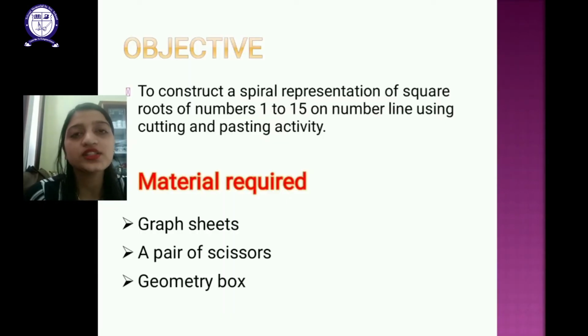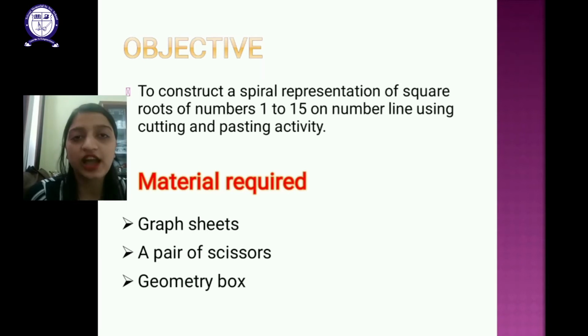Now, first of all, what is the objective of this practical? The objective is to construct a spiral representation of square roots of number 1 to 15 on number line using the cutting and pasting activity. It means that we are going to draw, or you can say construct, a square root spiral in which we will have under root of 2, root 3, root 4 up to root 15, and we will be doing it with the help of the cutting and pasting activity, that we will be cutting the sheets and pasting it on the graph paper.